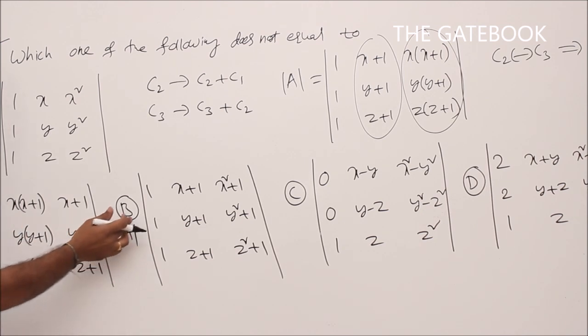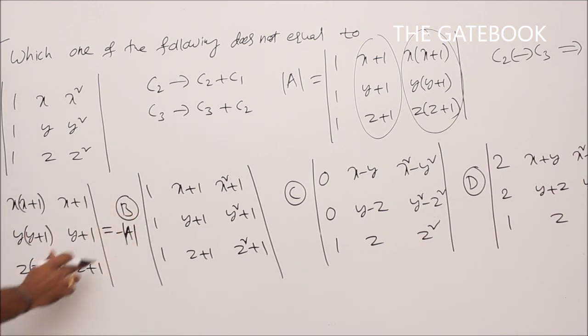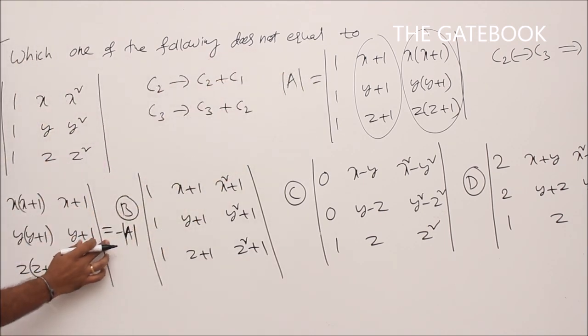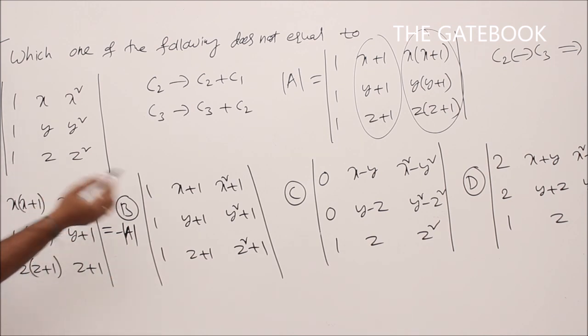But whereas option B, check option B. Which one of the following does not equal to, means both are not equal. This one is equal to minus of det A. So option A is correct. So verifying options B, C, D: if option A is correct, options B, C, D are wrong.